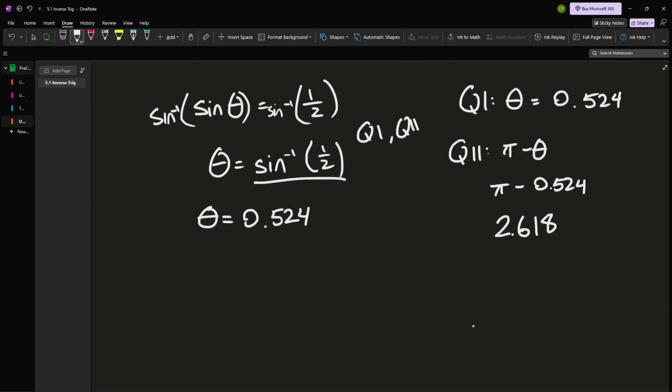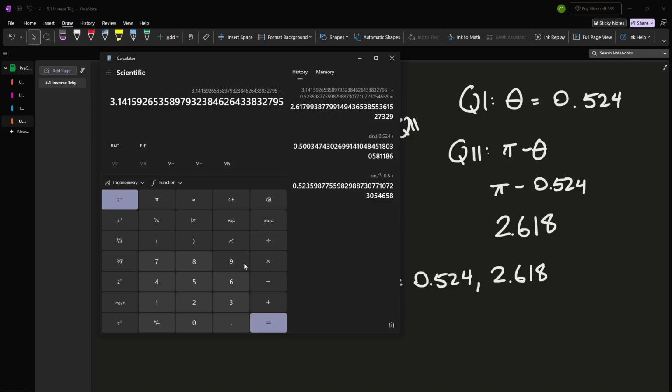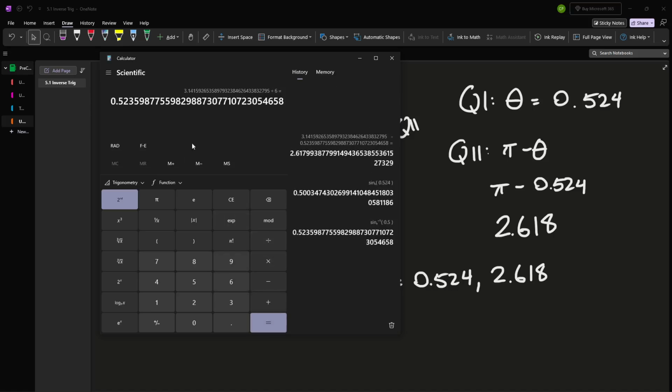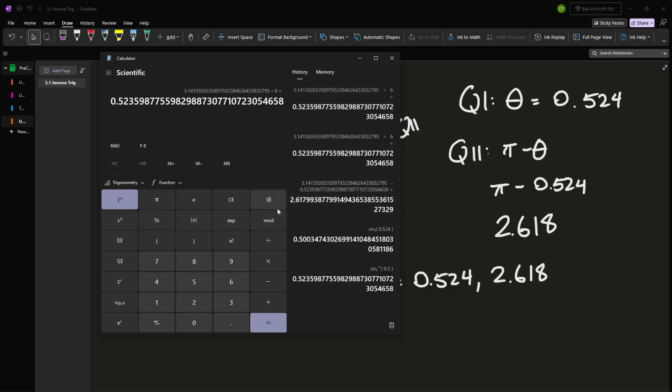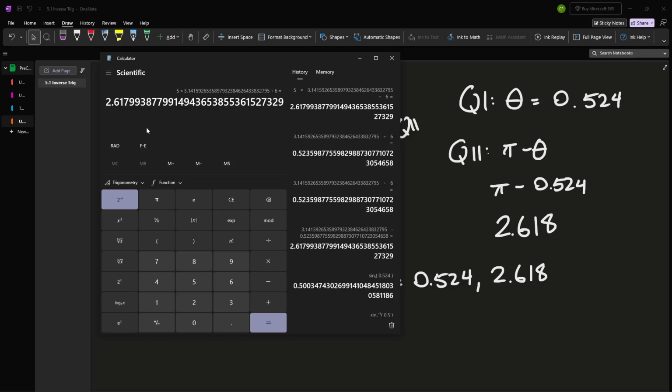These problems will have many answers, so please rewrite your answers at one place. Theta equals 0.524 as well as 2.618. 0.524 is pi over 6. Pi divided by 6 gives me 0.524. And 5 pi divided by 6 is 5 times pi divided by 6, 2.618.